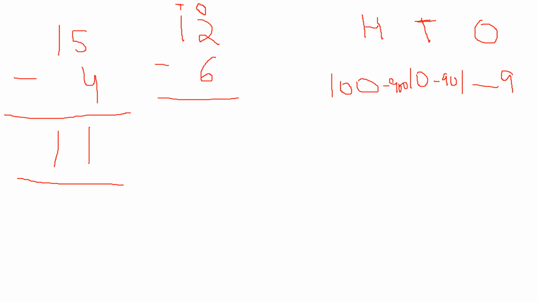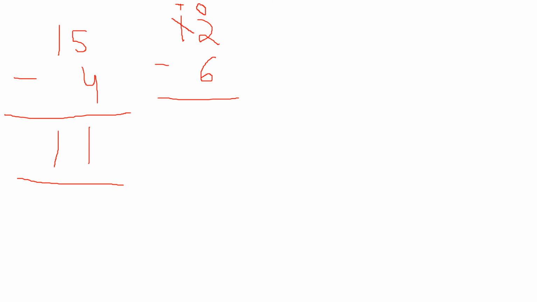I hope that is clear. Now, let's move on to our questions. So, we will use this HTO in our subtraction. So, since this 1 is 10, you cut this off and make it 0. And this will have 12. Now 12 minus 6, which is 6. And since we cut this off, it is 0.